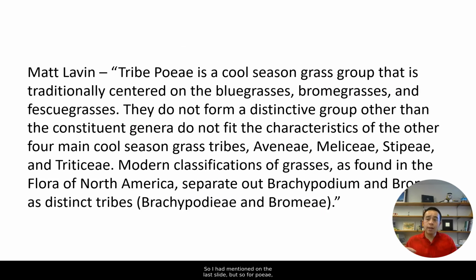Sorry, I didn't mention on the last slide, but for Poeae, we're going to be focusing on 4 plants in this tribe, and that's going to include Dactylis glomerata, which is on page 160, Festuca idahoensis, which is on page 164, Poa pratensis, which is on page 168, and Poa secunda, which is on page 170. And here's a note from Matt Levin on the tribe Poeae. It's not that useful. It basically says all other grasses that don't fit well into a cool season tribe, like Aveneae, Meliceae, Stipeae, and Triticeae, are all basically Poeae because they couldn't figure out how to classify them better.